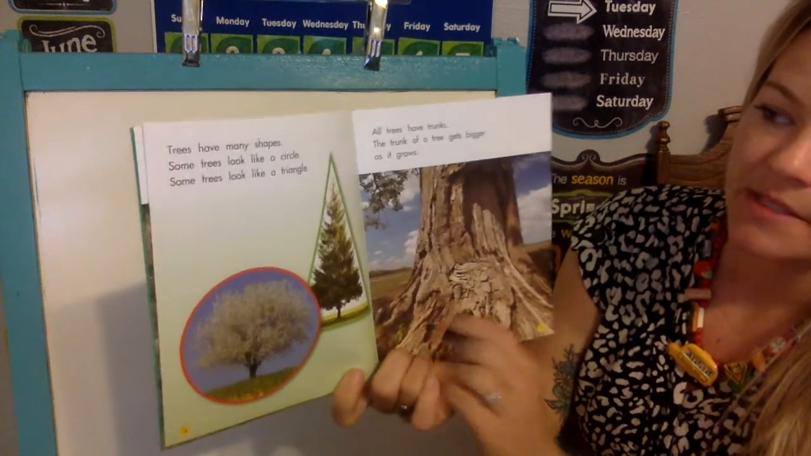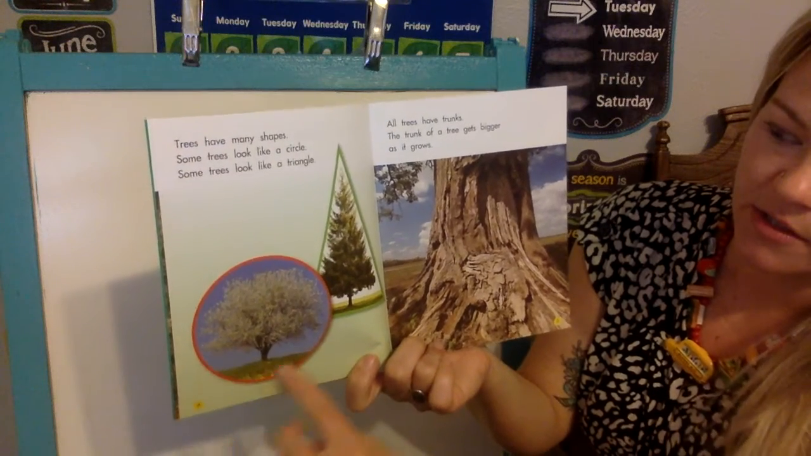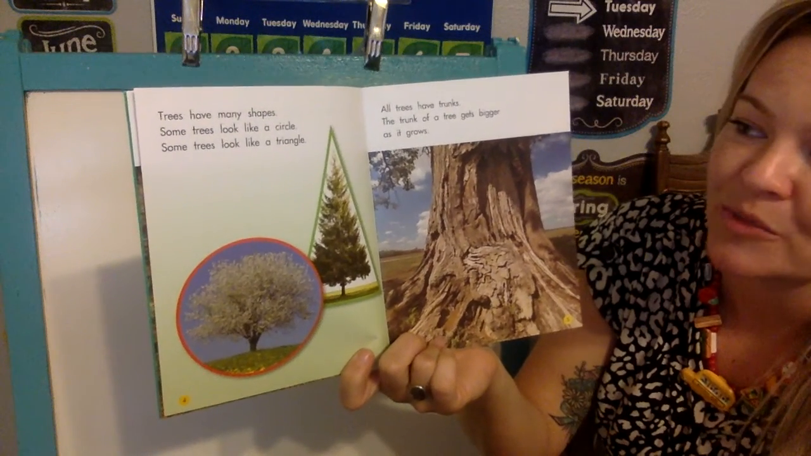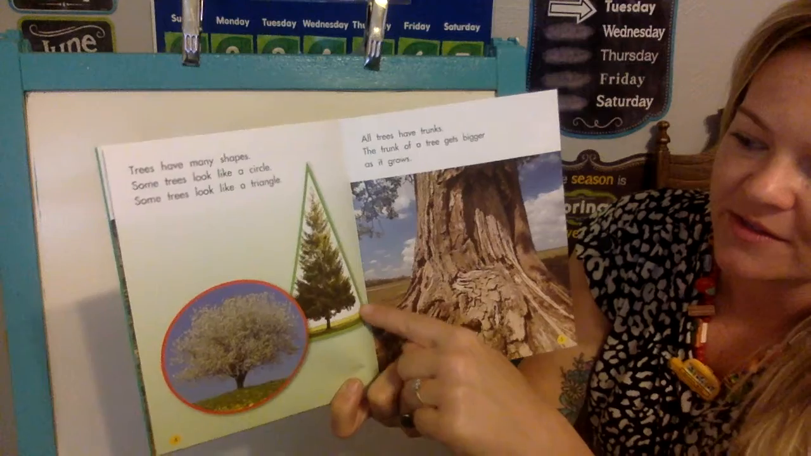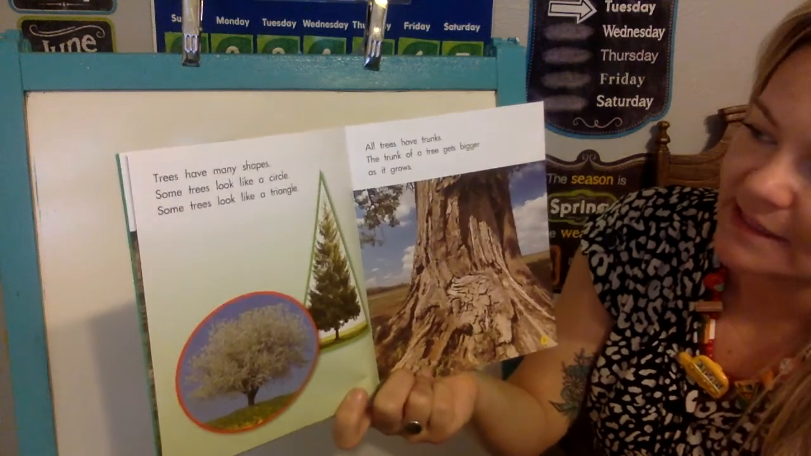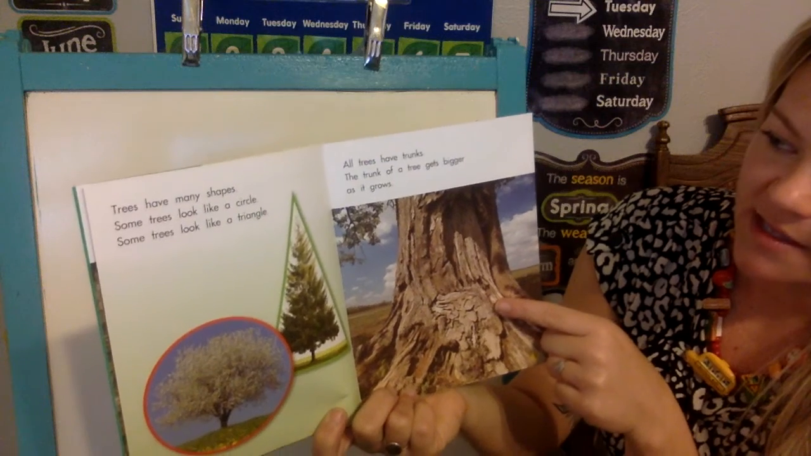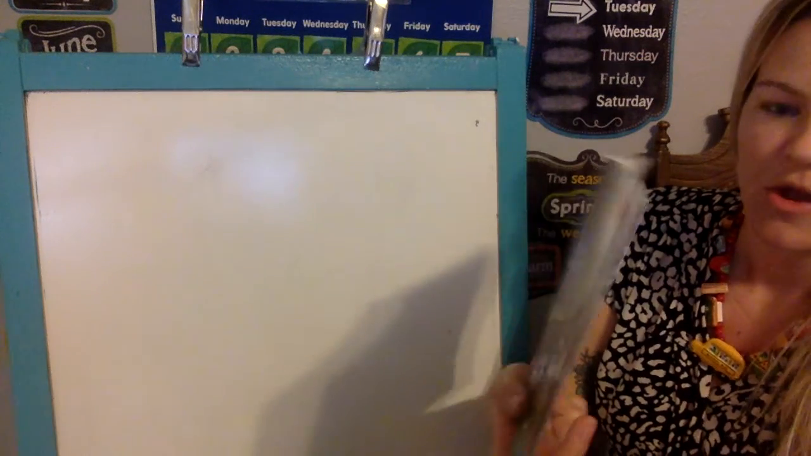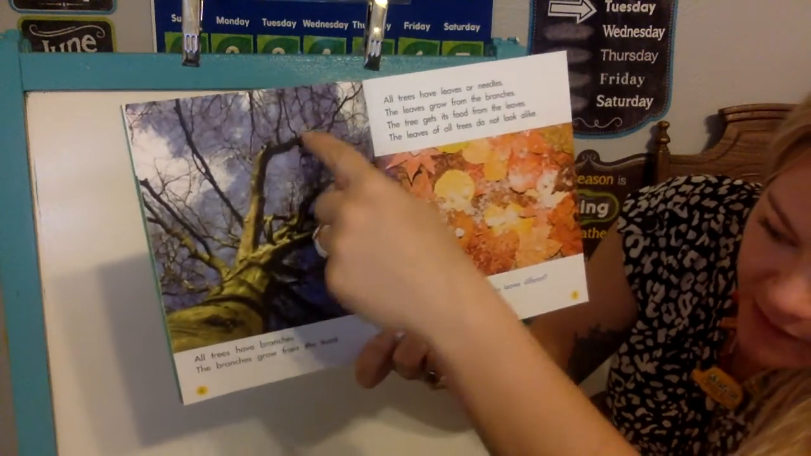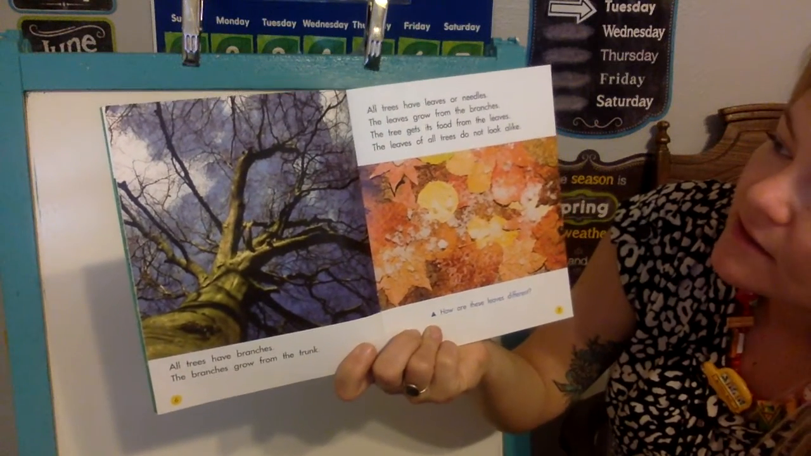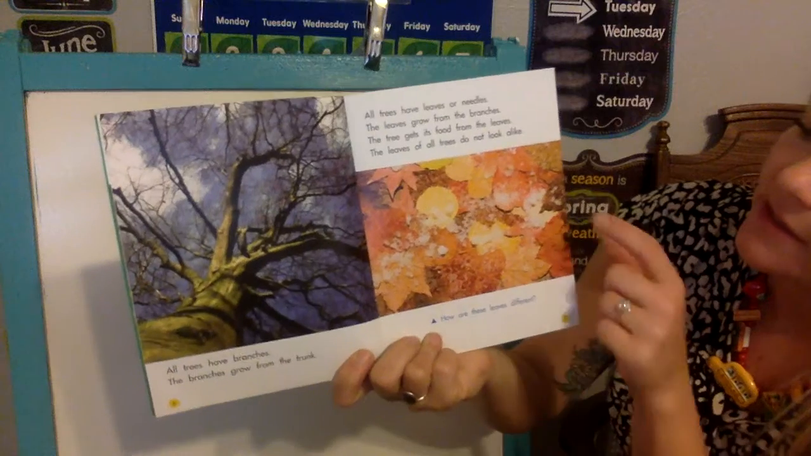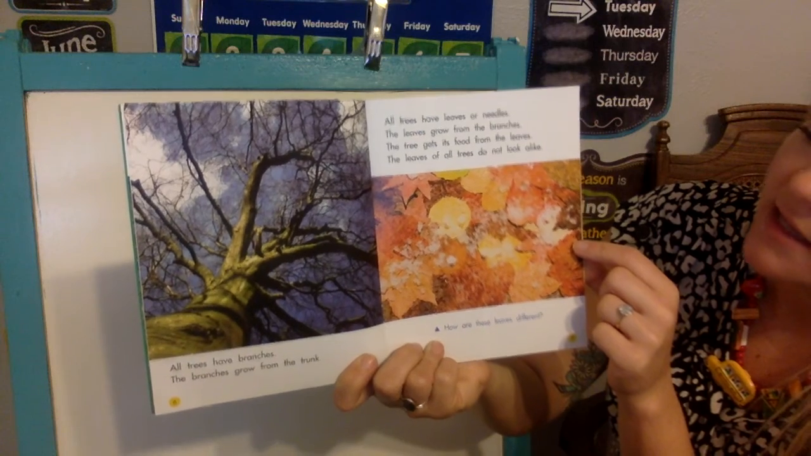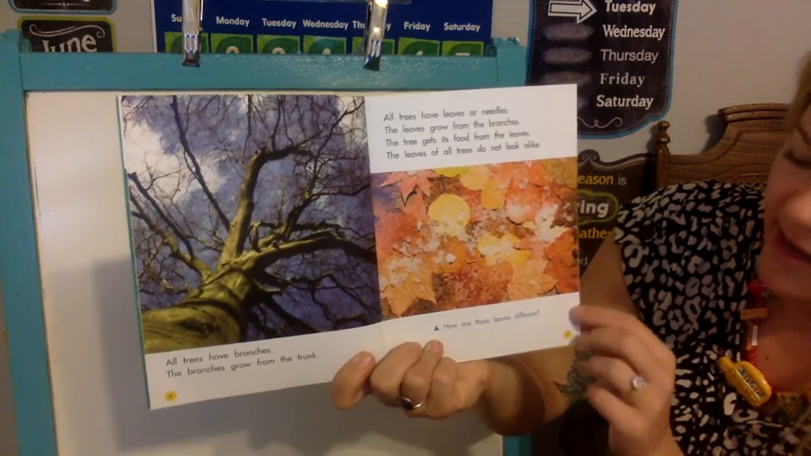Trees have many shapes. Some trees look like circles. That looks sort of like the Mexican plum trees that grow around Austin where we live. They're so pretty. Some trees look like triangles. It's real tall and pointy. All trees have trunks. The trunk of the tree gets bigger as it grows. All trees have branches. The branches grow from the trunk. All trees have leaves or needles. The leaves grow from branches. The tree gets its food from the leaves. The leaves of all trees do not look alike.